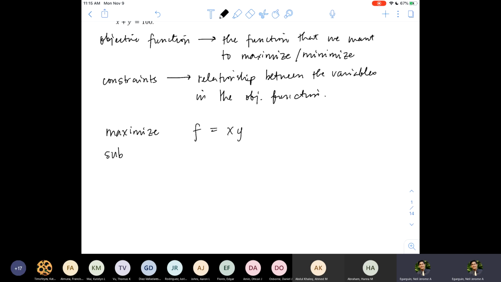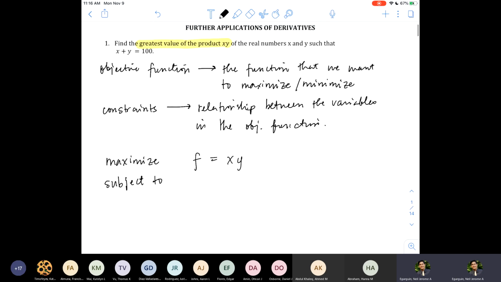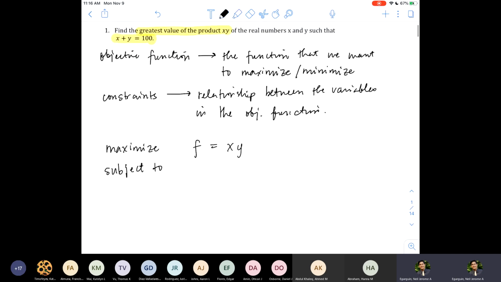So we are maximizing this objective function subject to what condition? Well, this would be the constraint. And if we look at the problem, what would be the relation between the variables x and y? So we are maximizing the product xy of two numbers x and y such that x plus y is equal to 100. So I can consider that as my constraint because that gives us the relationship between the two variables x and y. So I can write it here: subject to x plus y equals 100.